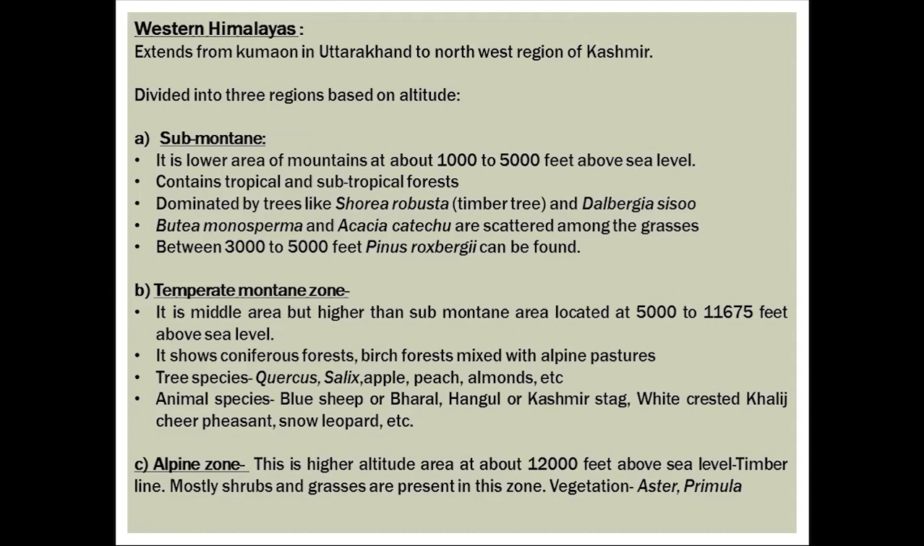Then the animal species present are blue sheep, or locally called bharal. Blue sheep is a native sheep found in the Himalayas, and it has curved horns. Why is it known as blue sheep? Because of the blue tint of the mountain, and its body is somewhat camouflaged. Okay, it camouflages with the mountains.